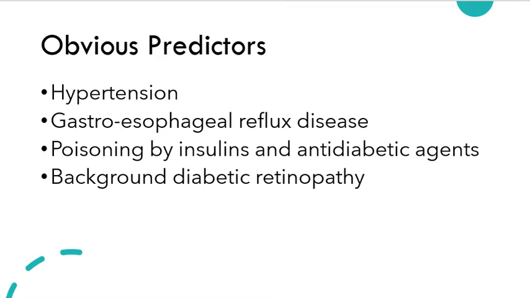Obvious predictors are noted as ICD-9 codes that occur often with diabetes, which means there were certain diseases with a high association of occurring together. A few examples of obvious predictors include, but are not limited to, hypertension, gastroesophageal reflux disease, poisoning by insulins, and background diabetic retinopathy.